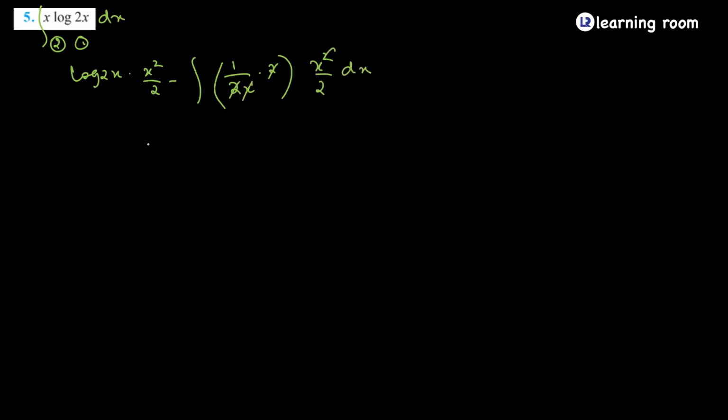So what will the answer be? X square log 2x divided by 2 minus integral of x by 2 is going to be x square by 4 plus c. So x square log 2x by 2 minus x square by 4 plus c. Did you write this too? Clear? So we'll do one more problem before winding up.